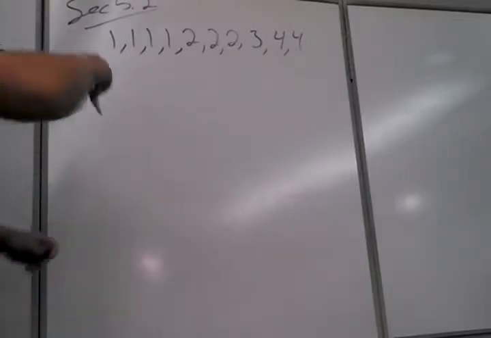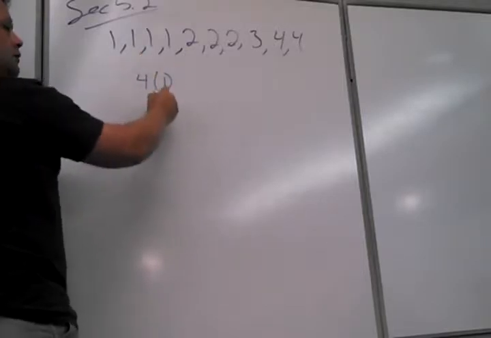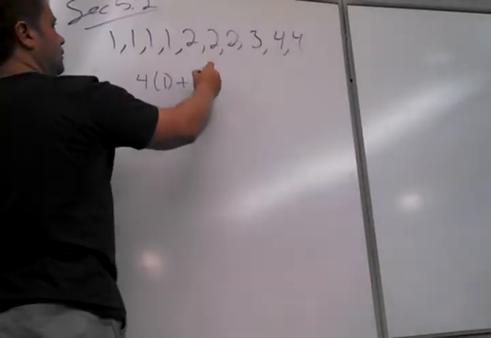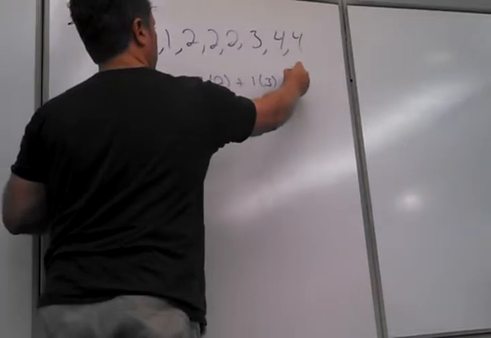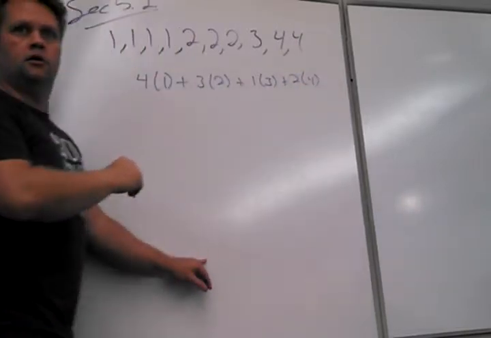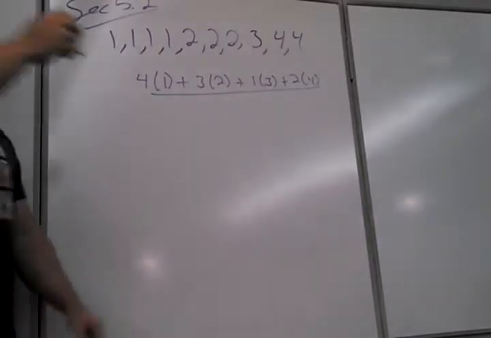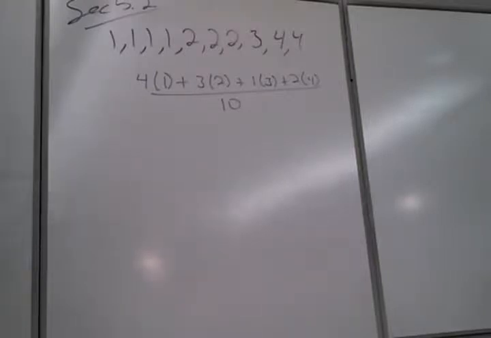Add them all up. So a smart way to add them all up would be to say there's 4 ones, right? Plus 3 twos, plus 1 three, plus 2 fours. Is that cool? Divided by 10, right? Let me stop right there. You guys with me? Nothing major there. Just adding them up. Just doing it 4 ones plus 3 twos.